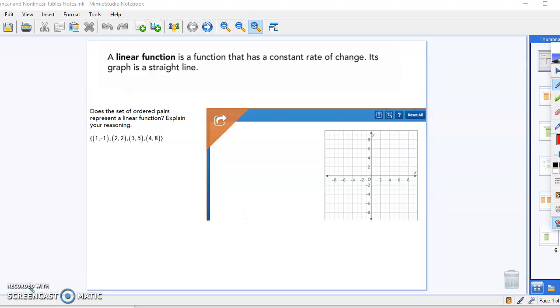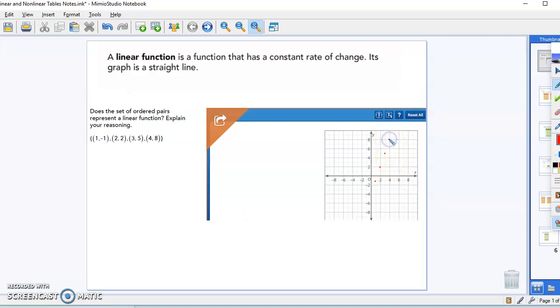Well, in this example, we're actually given this graph here, so we don't have to necessarily try to figure out if it has a constant rate of change just by looking at the ordered pairs. We can actually figure it out by making the graph. So let's go ahead and plot these points. So we've got 1, -1. Notice this is going up by 2's, so we're going to have to go in the middle. 2, 2 is the next point, followed by 3, 5, and then 4, 8.